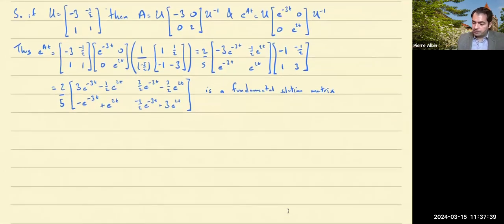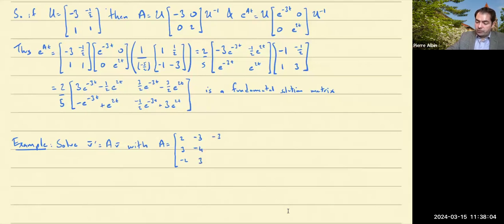So next example. Again, I'm going to take advantage of computations we did last time. Suppose you wanted to solve v prime equals Av, but now A is the matrix 2, 3, minus 2, then minus 3, minus 4, 3, and minus 3, minus 3, 2.